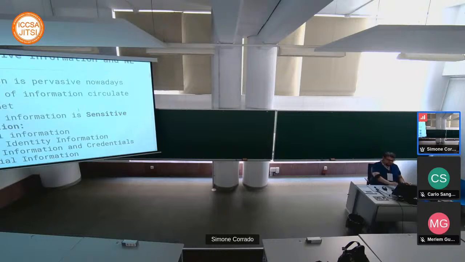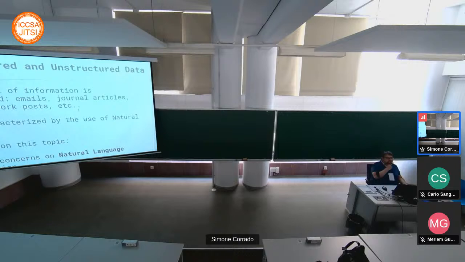Now we need to spend a few words about the nature of this data, because we have two different kinds of data that circulate on the internet: structured and unstructured data. Structured data is a very particular kind of data. We refer to databases, for example, data that are very structured, that could be automatized in the same way. But in this work, we focus on unstructured data.